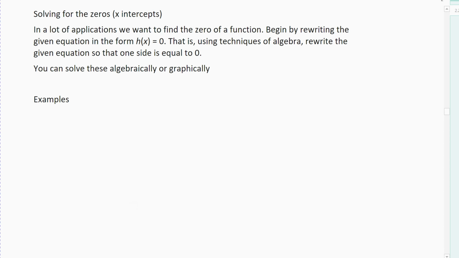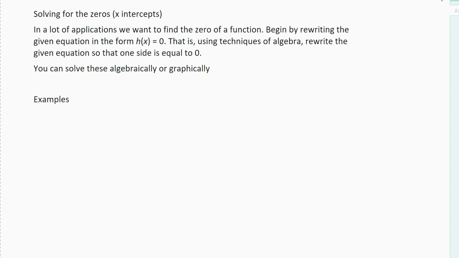So we're talking about solving equations. A lot of times in applications and even problems, we're going to want to find the zeros. And the zeros are just a special solve for. All right, I want to solve for my x-intercepts. Where is my function 0?